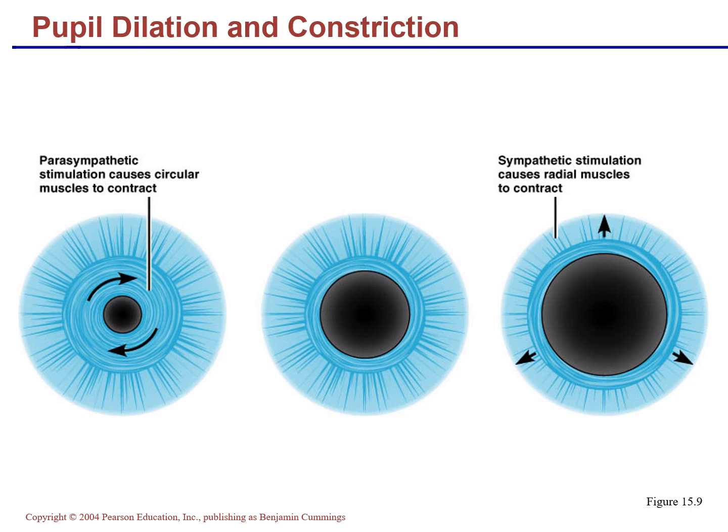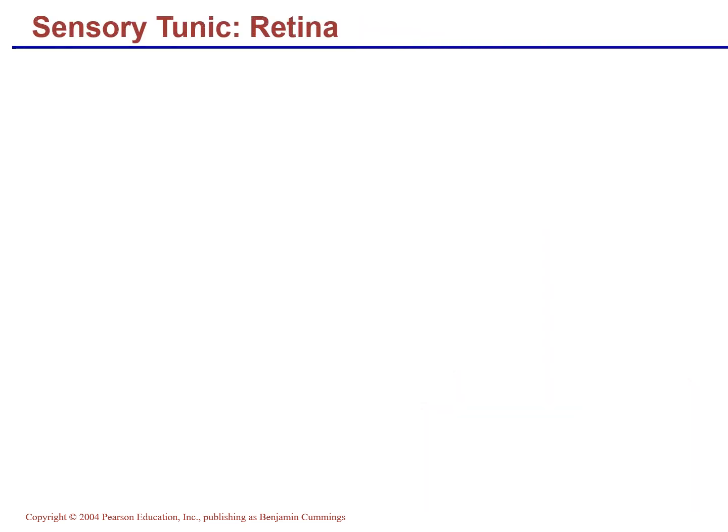So in order to constrict or dilate, we have to use the sympathetic center of our nervous system because we have no control over it. You can't force your pupils to constrict or dilate. And those cause the muscles to contract and you constrict the pupil. And then sympathetic stimulation causes the pupils to dilate.